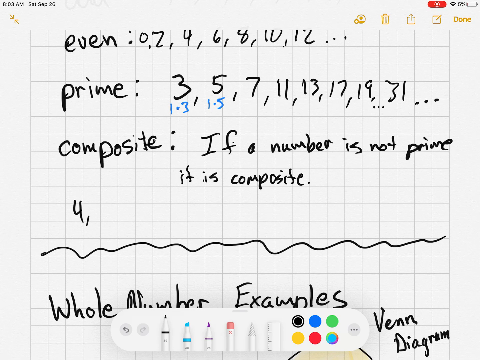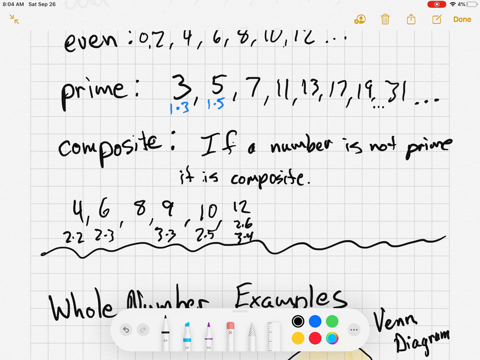4 we had already said works because of 2 times 2, right? That makes it a composite number. 6 is also a composite number because of 2 times 3. 8 would work. 9 would work because of 3 times 3. 10 would work because of 2 times 5. 11 does not. 11 is a prime number. 12 would work for a couple different reasons. It's 2 times 6 and it's 3 times 4, right?